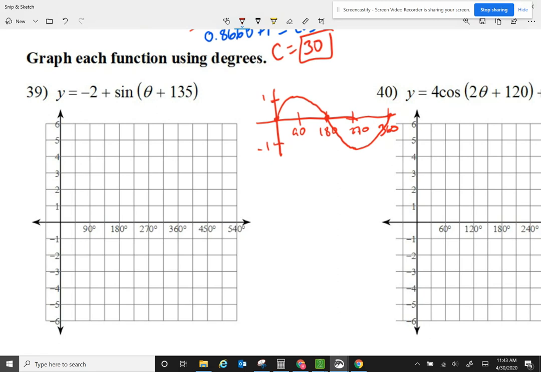Now, my amplitude is the number in front of sine. Technically, there's a 1. I'm going to multiply it. My amplitude in this case is 1, so it's not going to increase. But if I had something like a 5 here, my amplitude is 5. So it goes up to 5 and as low as -5. But in this case, it's 1.